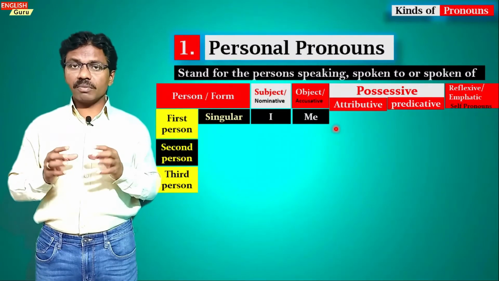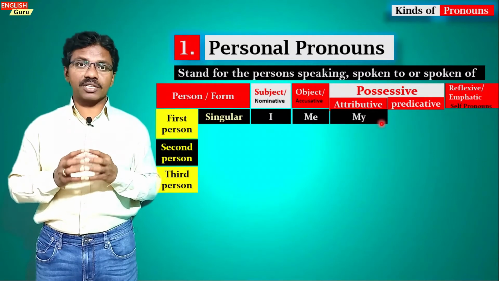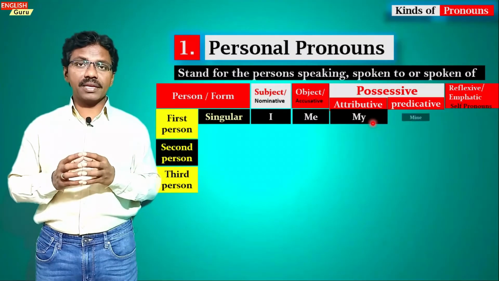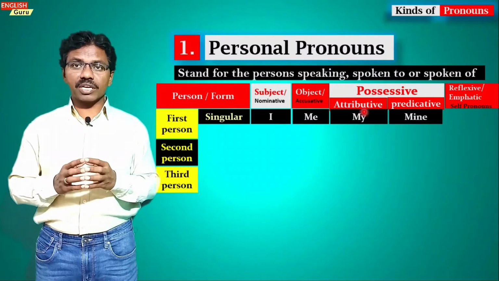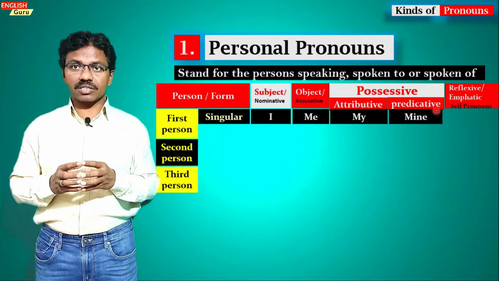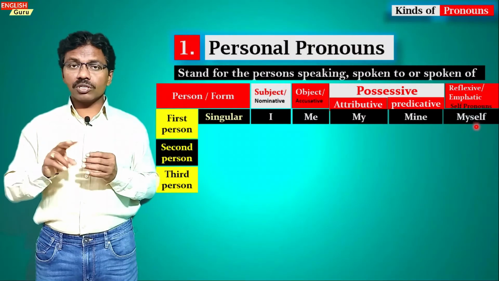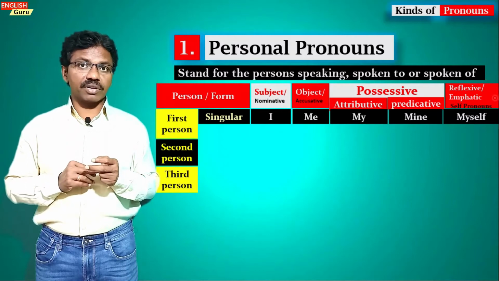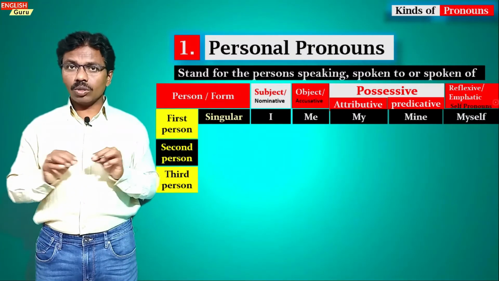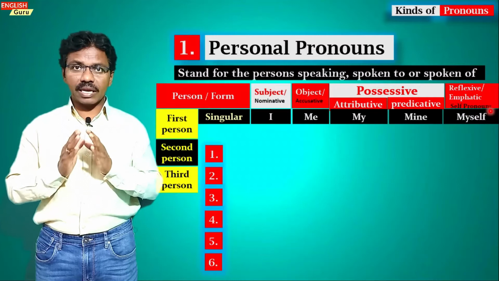But in possessive form, we have two forms of this I. One is my and the second one is mine. Whereas my is attributive case, mine is a predicative case. And myself is also used in two ways. One is a reflexive way and the other one is emphatic way. Let us try to understand all these personal pronouns in an example.